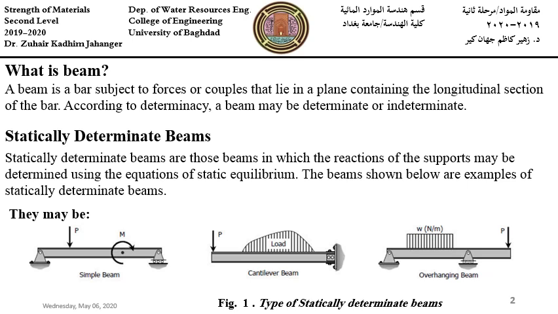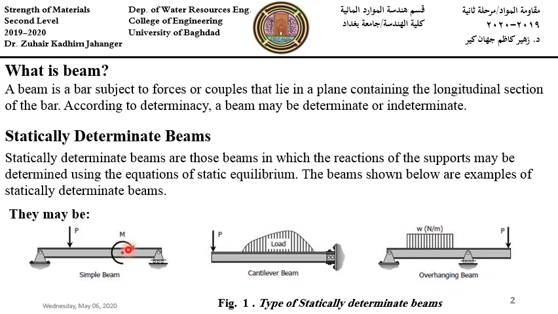A beam is a bar subject to forces or couples. A beam may be determinate or indeterminate. Statically determinate beams are those beams in which the reactions of the supports may be determined using the equations of static equilibrium. They may be, for example, simple beam, cantilever beam, overhanging beam, as I said before in the previous video.